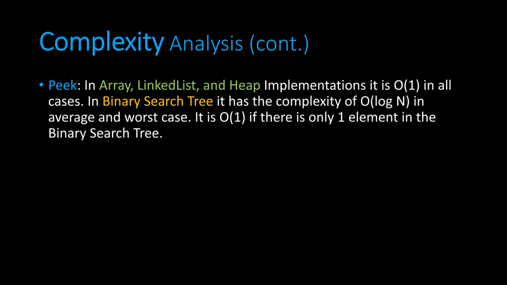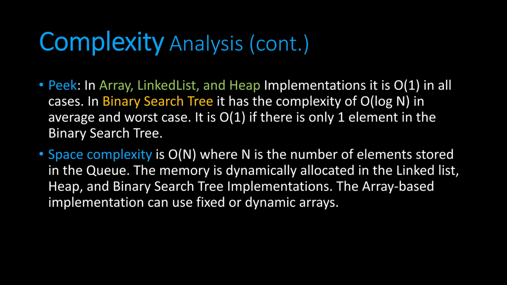It can also be achieved in O(1) if there is only one element in the binary search tree. Whether we have one element or a lot of elements, it is quite fast to traverse within the binary search tree. Space complexity is O(n), where n is the number of elements stored in the queue. The memory is dynamically allocated in case of the implementation of linked list, heap, or binary search tree implementation.